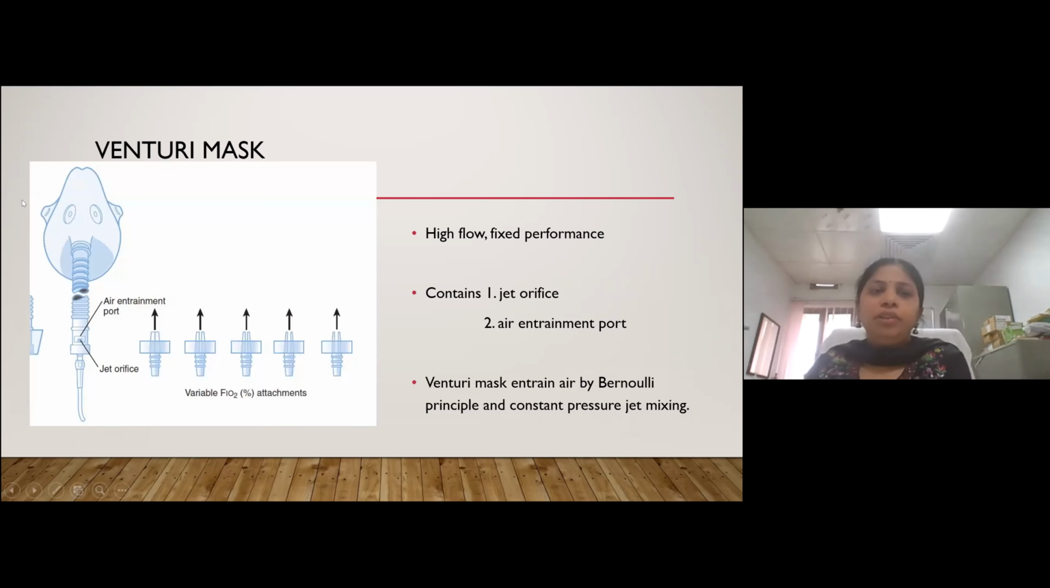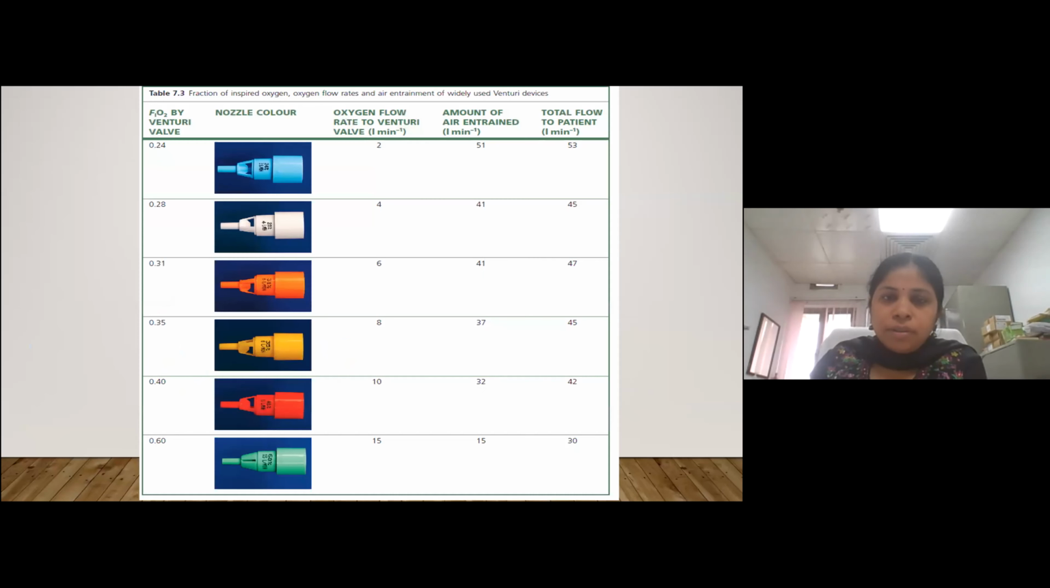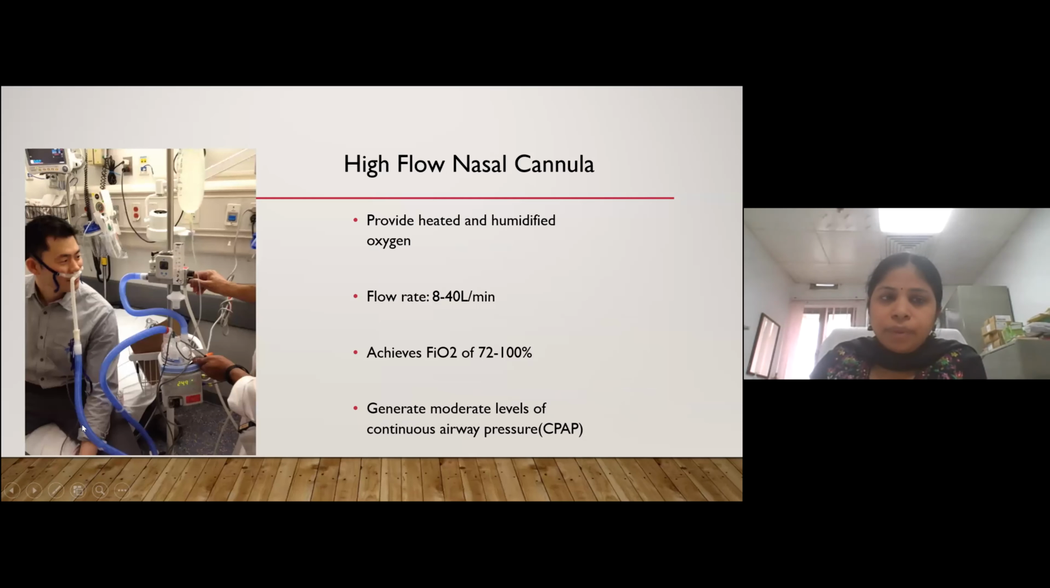Then coming to the Venturi mask, this mask has the advantage of being a high flow delivery system with fixed performance, so the FiO2 is not variable as with other high flow systems. They have a jet orifice and air entrainment port, and they have various colored masks, and depending on the color code, the FiO2 is generated. This Venturi mask comes in these colors, and according to this chart, we can deliver from 24% to 60% oxygen.